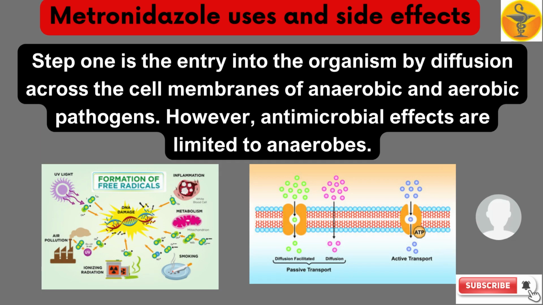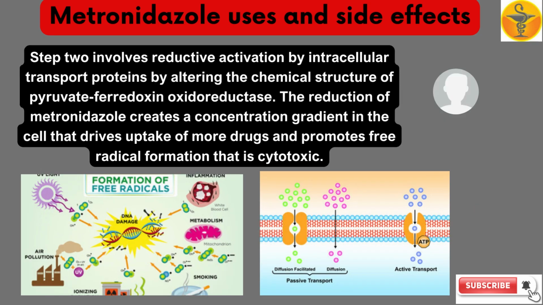Step 1 is the entry into the organism by diffusion across the cell membranes of anaerobic and aerobic pathogens. However, antimicrobial effects are limited to anaerobes. Step 2 involves reductive activation by intracellular transport proteins by altering the chemical structure of pyruvate ferredoxin oxidoreductase. The reduction of metronidazole creates a concentration gradient in the cell that drives uptake of more drug and promotes free radical formation that is cytotoxic.